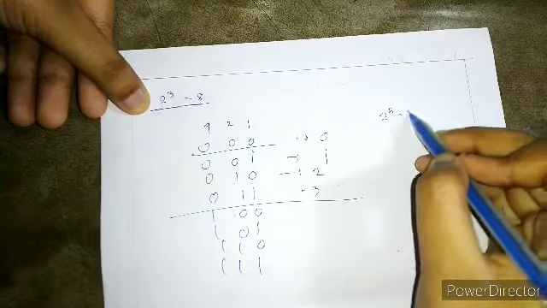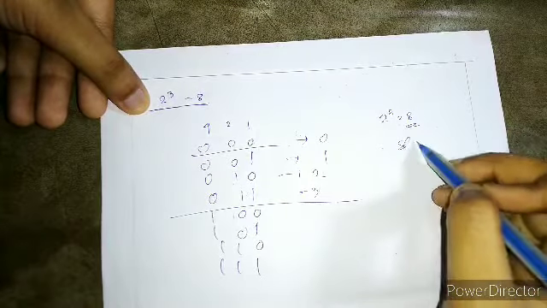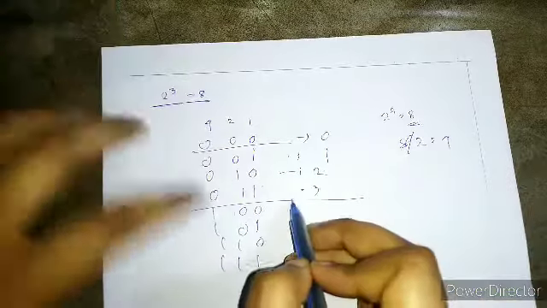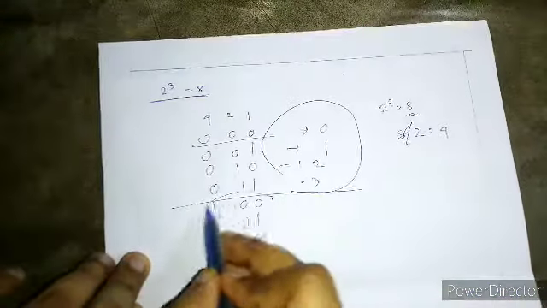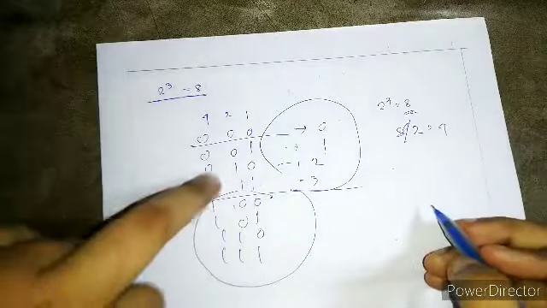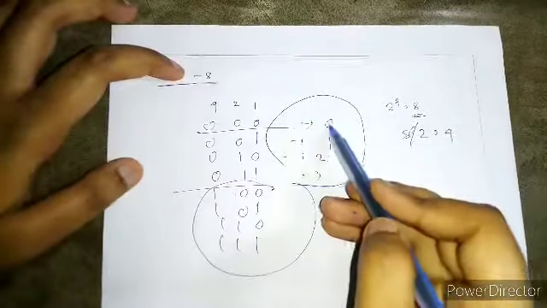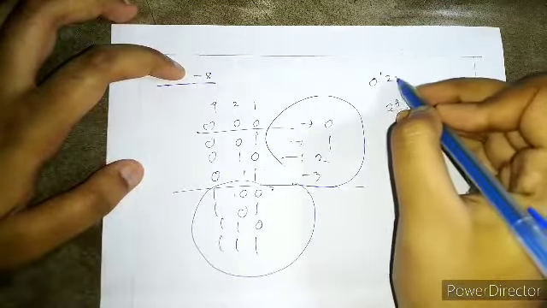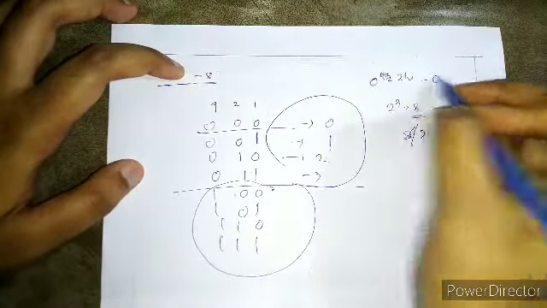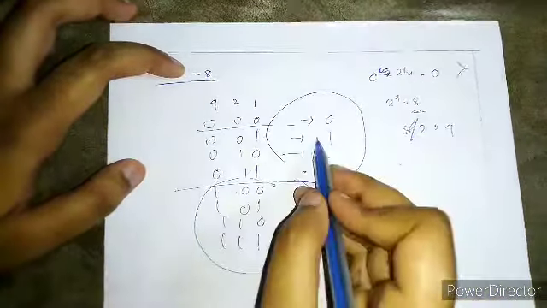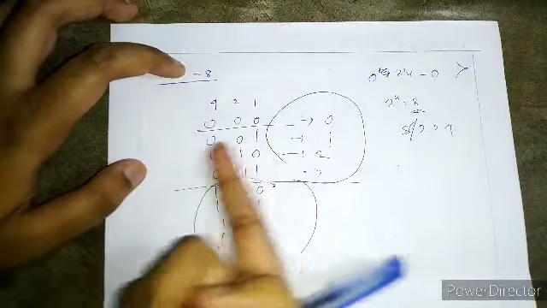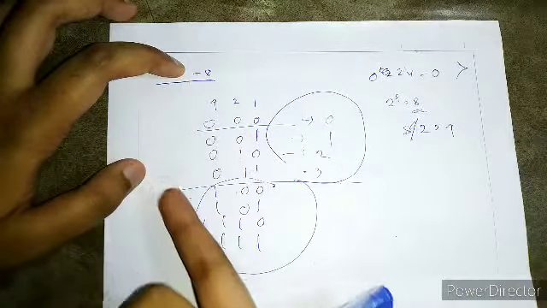From 2 to the power 3 means 8 combinations. 8 divided by 2 is 4, so 4 are positive. The rest will have to be negative. Zero's 2's complement would be minus 0, which is not possible. But once we take the 1's complement, this 2's complement will be minus 1.